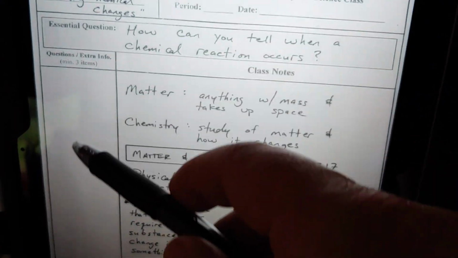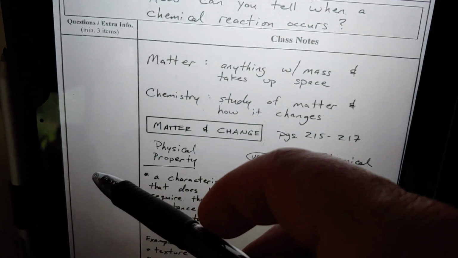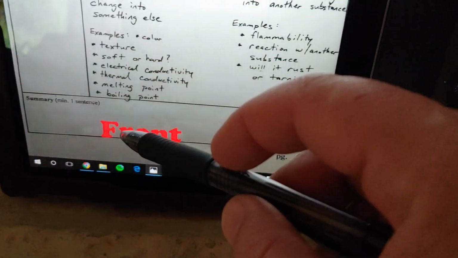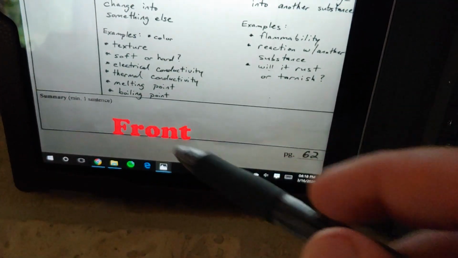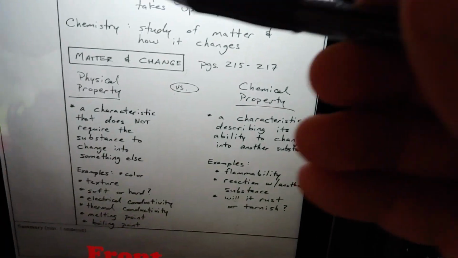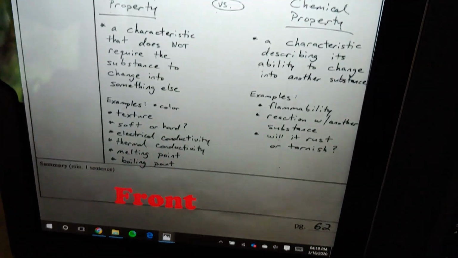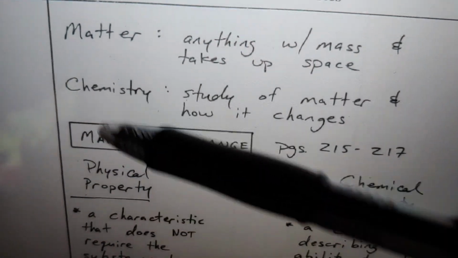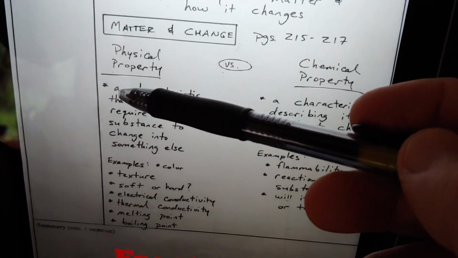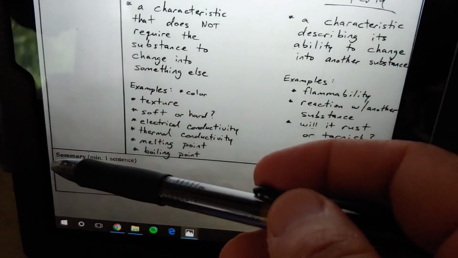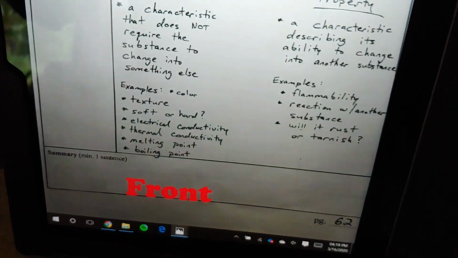Remember, you need to put 3 things that you learned or 3 questions that you have, or a combination of both. And the summary has to be a 1 to 2 sentence summary of everything. Please do not be vague. Some of you have been writing vague things like, for summary, "I learned about chemistry." That's too vague. We're going to be learning about physical and chemical properties, so give me a 1 or 2 sentence summary about everything that we learned.